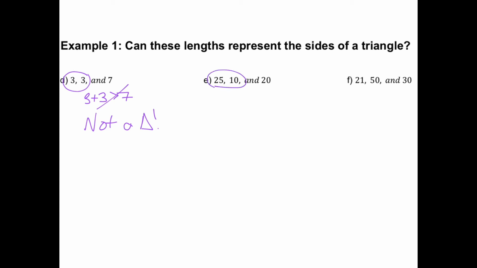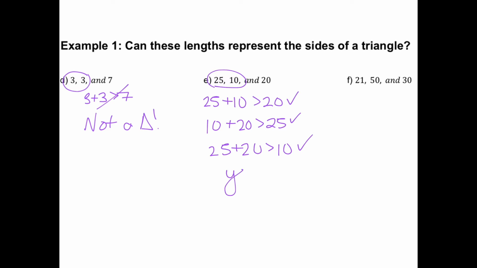Over here now in problem E, I'm starting with the first 2 just to keep myself organized right now. So 25 plus 10 is greater than 20, so that's good. 10 plus 20 is greater than 25, so that's good. And then we have 25 plus 20, which is definitely bigger than 10. So this set of sides will be able to create a triangle.